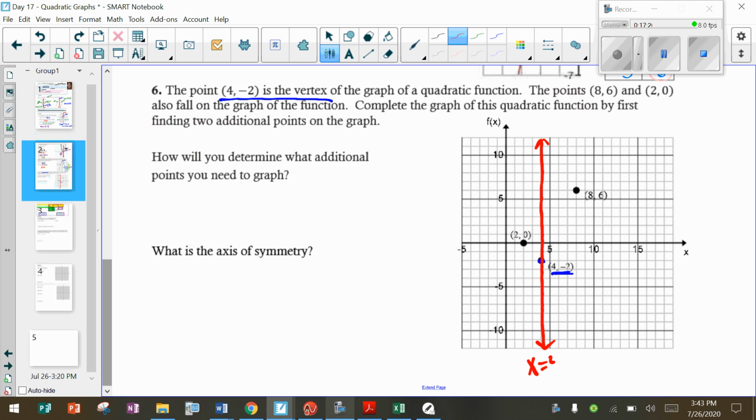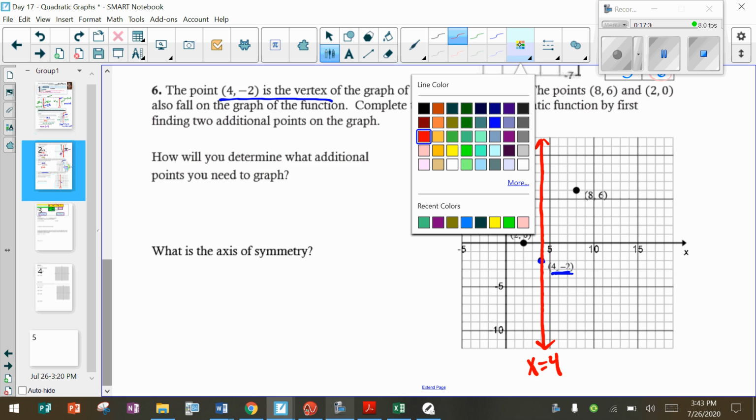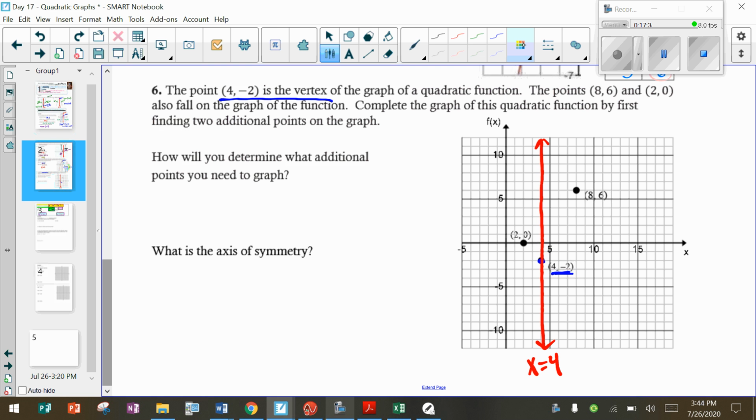That means all of the points that I know of will be mirror images of each other on both sides of that line. So that's how I can get some additional points. The point 2, 0 is 2 boxes over to get to the axis of symmetry. So go 2 more boxes over and plot a second point.